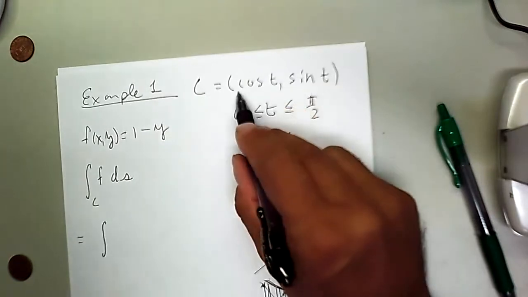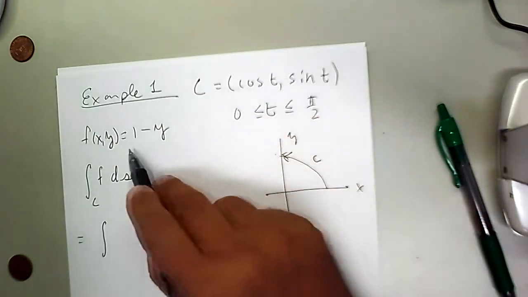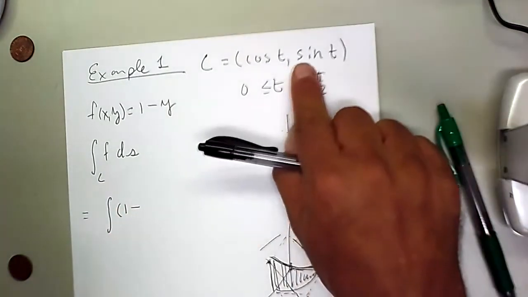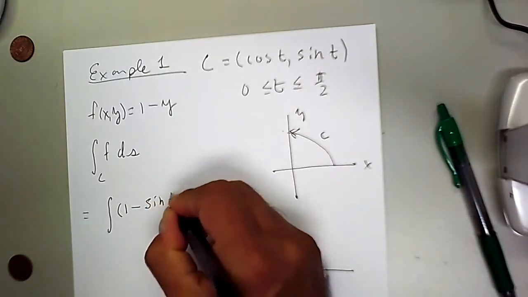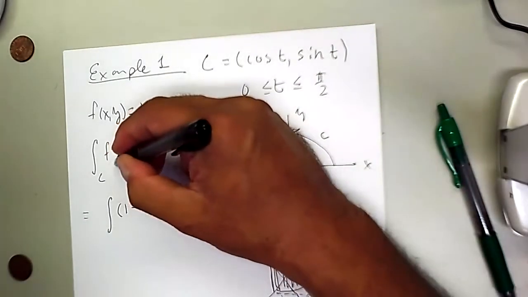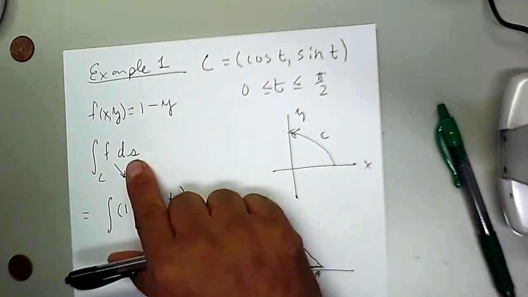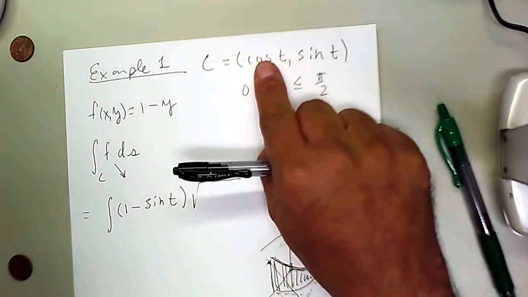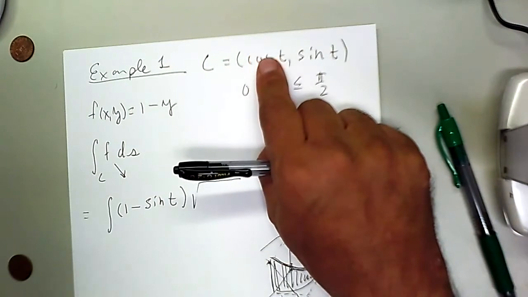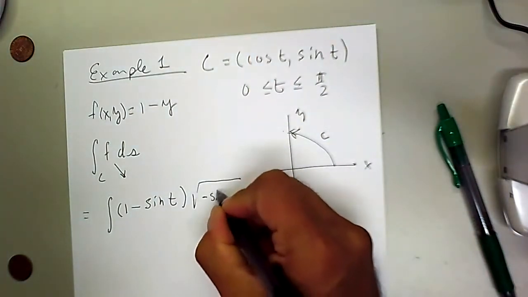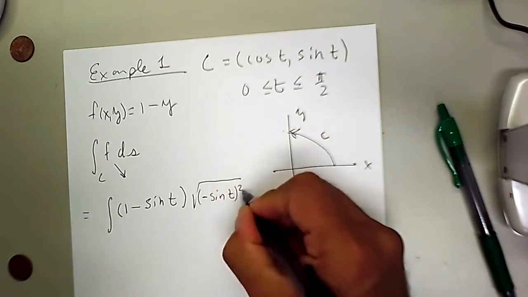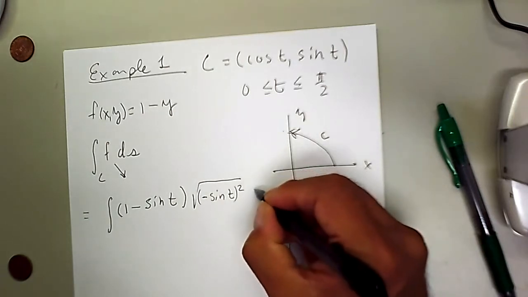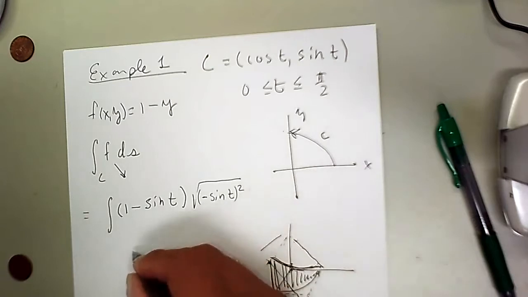Now remember, this is x and this is y. So when we say 1 minus y, we would have 1 minus sine of t, sine of t. So that represents f. The length, as we know, is the square root of the derivative of this guy, quantity squared, negative sine t squared. It's not going to fit here. That was not very good. So I'm going to continue underneath.